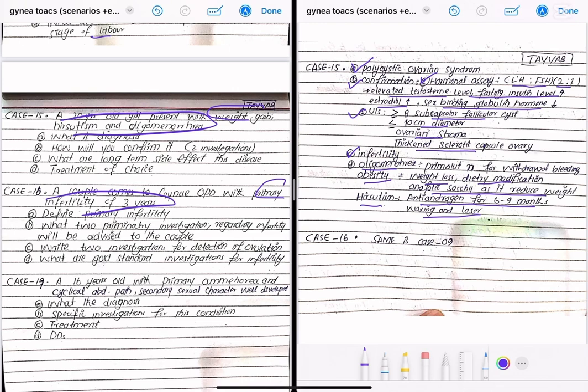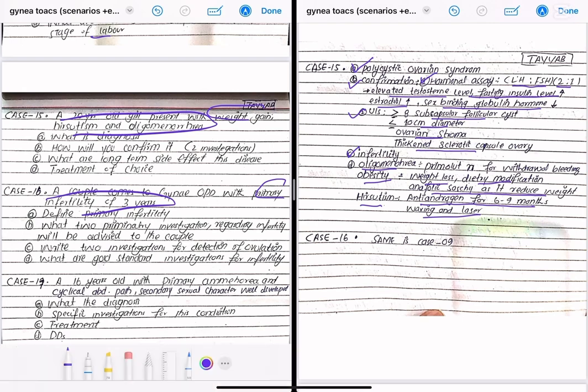Right investigation for detection of ovulation. What are the gold standard investigations for infertility? It is laparoscopy. And for detection of ovulation, the first one is laparoscopy and the other one is progesterone levels. We have studied this.